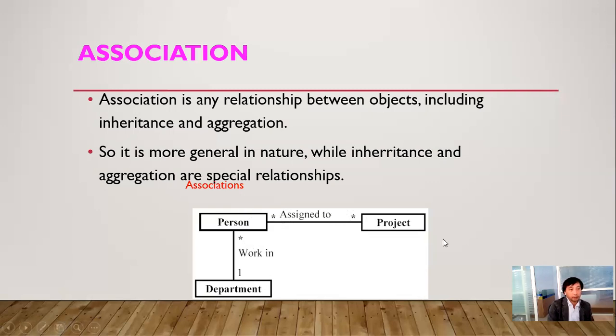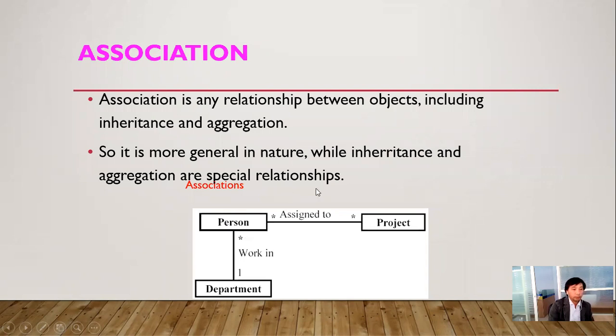In this example, as you can see, the relationship between person and project is many to many, where many persons can be assigned to many projects, and vice versa, many projects can be assigned to many persons. But the relationship between the person and department is different, where many persons can work in only one department, and also one department can consist of a lot of persons or many persons.